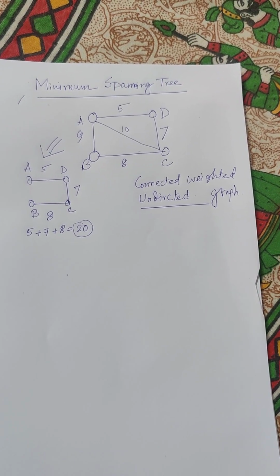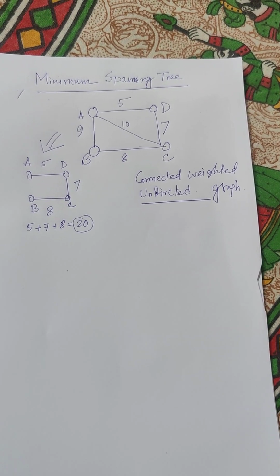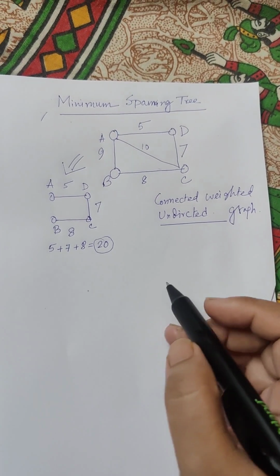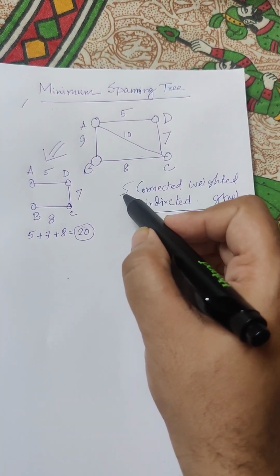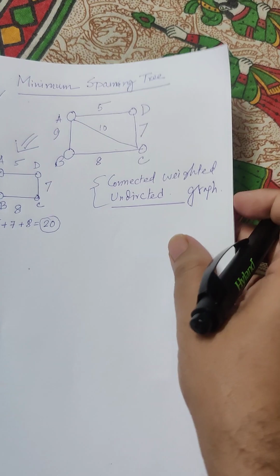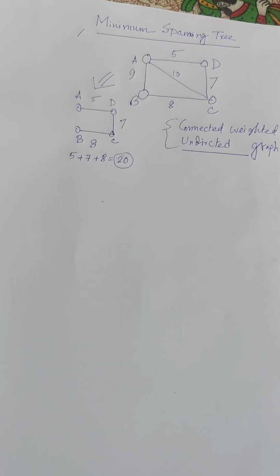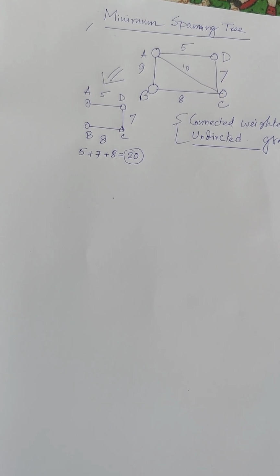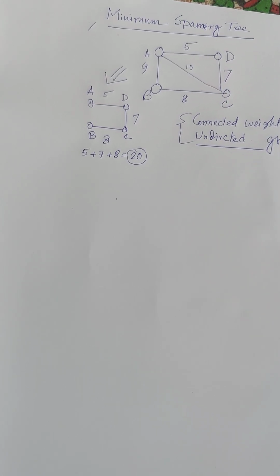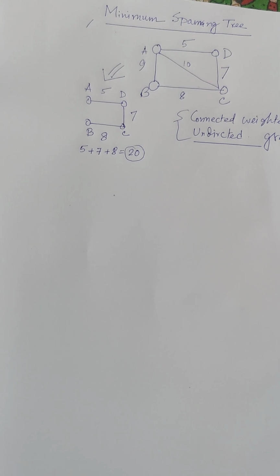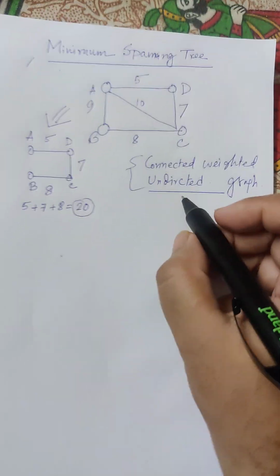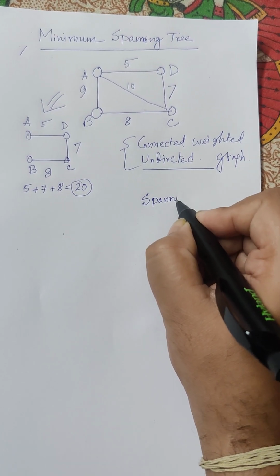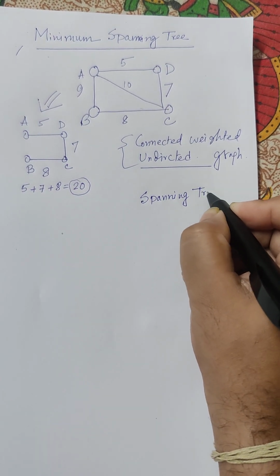Okay, now let's try to understand the main point, that is, what is a spanning tree. Suppose we are given a graph which has these properties. So what is the spanning tree, or how do we get the concept of a spanning tree? So let's try to understand the spanning tree.